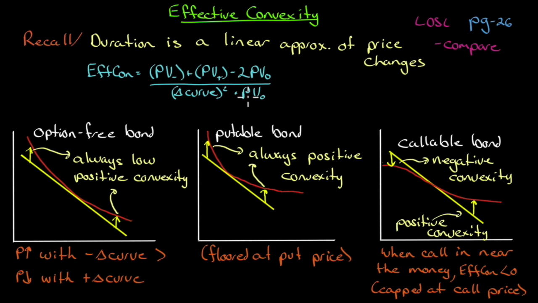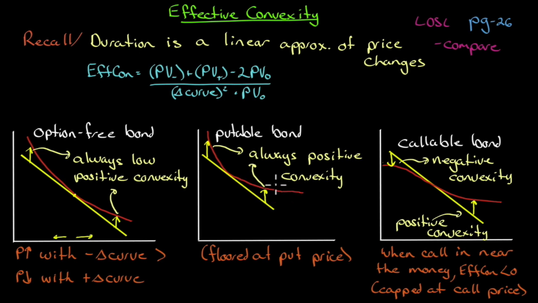Now, as far as effective convexity is concerned, let's look at the option-free bond, the puttable bond, and the callable bond. For the option-free bond, let's say that we're looking at a point right here before our interest rate change upwards and our interest rate change downwards. You'll notice that no matter where on the curve we land, effective convexity for an option-free bond is always positive, always. For the puttable bond, what we have here is pretty much the same thing, but look what happens over here. The puttable bond tends to level out.